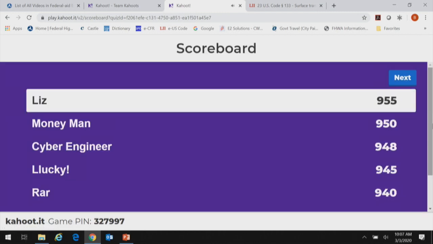All right, Liz, Money Man, Cyber Engineer, and RAR, and a little lucky.